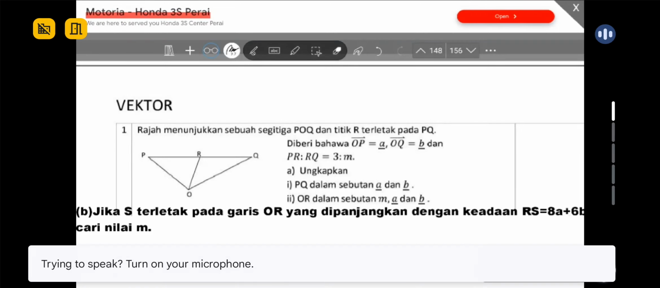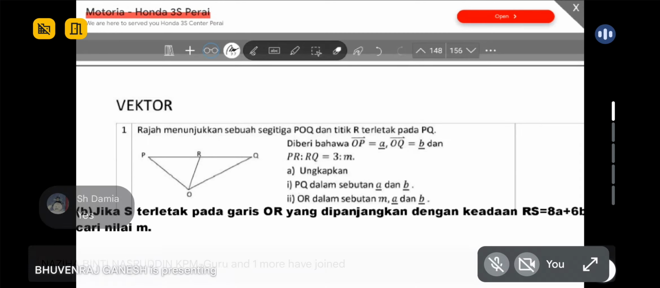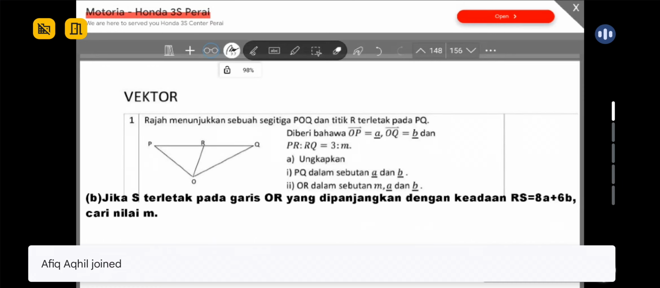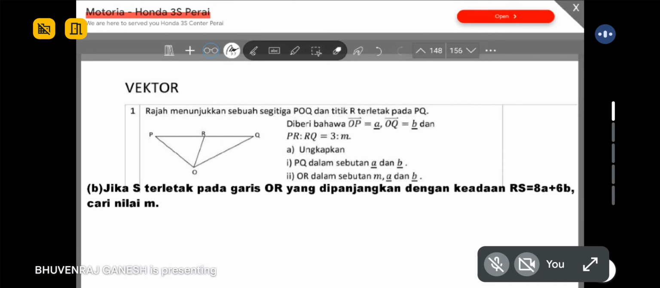Okay guys, are you all ready to start? Semua sedia untuk mula? So we start now. Okay, so today's class basically we will focus on KBAT questions for vector. Soalan-soalan HOTS for vector. So all the hard questions lah, soalan yang susah, for Form 4 Chapter 8 Maths vector.